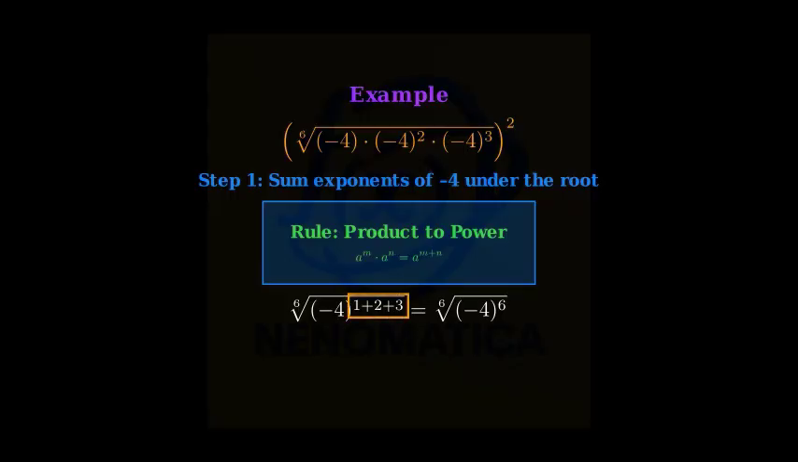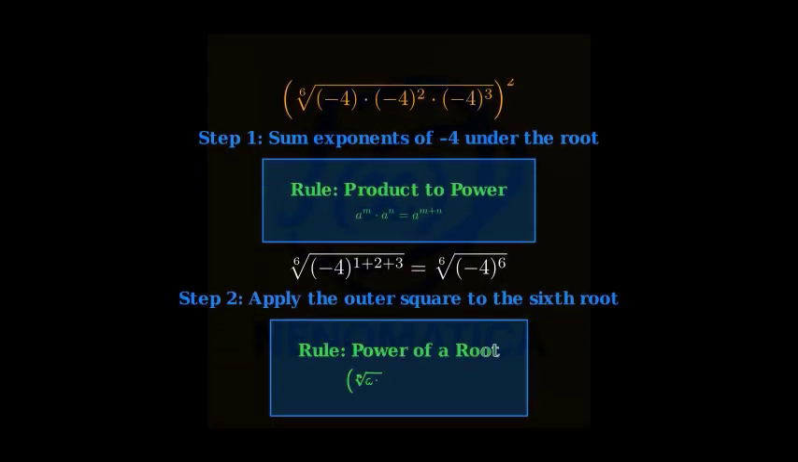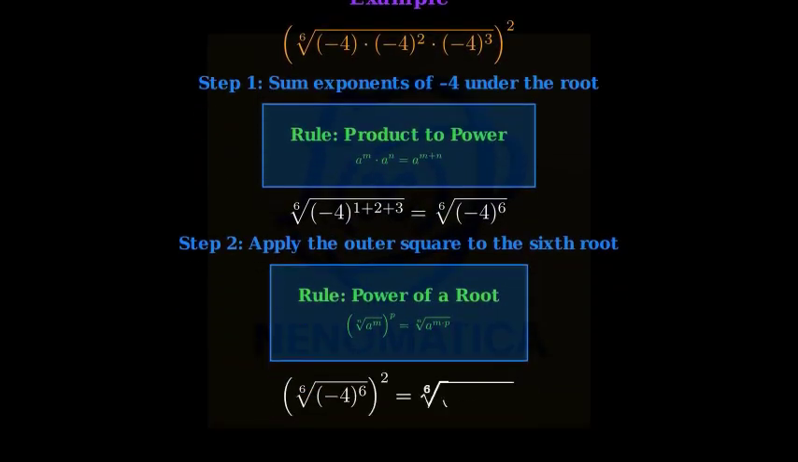We have -4 to the first power times -4 squared times -4 cubed. So we're adding the exponents, 1 plus 2 plus 3, which gives us -4 to the sixth power. Now, we need to deal with the outer exponent. We'll use the power of a root rule, which states that when we raise a root to a power, we can multiply the exponents inside the root.